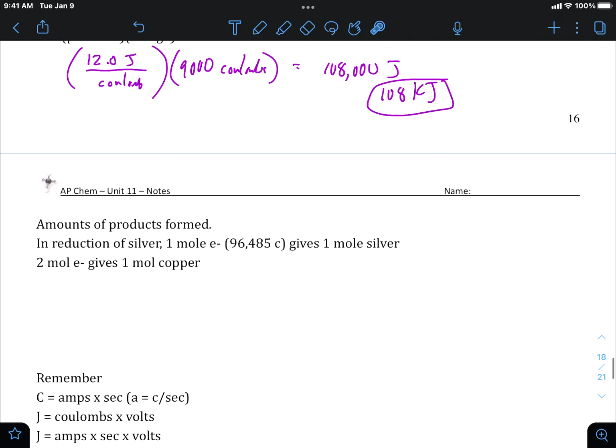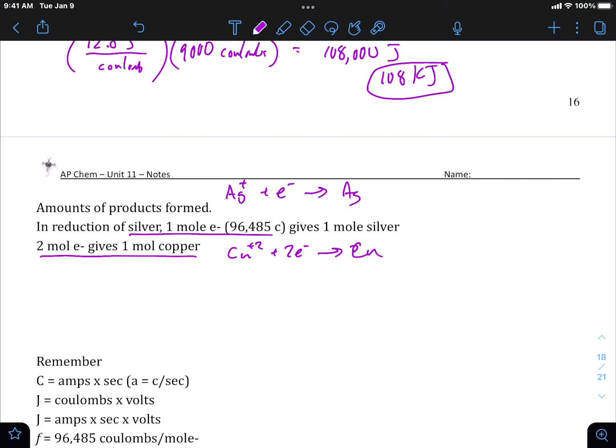Okay, so let's try this. In the reduction of silver, 1 mole of electrons gives 1 mole of silver. 2 moles of electrons gives 1 mole of copper. So why would that be? Remember, if you're reducing, silver is a +1 charge. So all it would take is 1 mole of electrons to reduce it. But in copper, it requires 2 moles because copper has a +2 charge, right? So the moles of electrons differs depending on what the charge is of the metal you're trying to reduce.